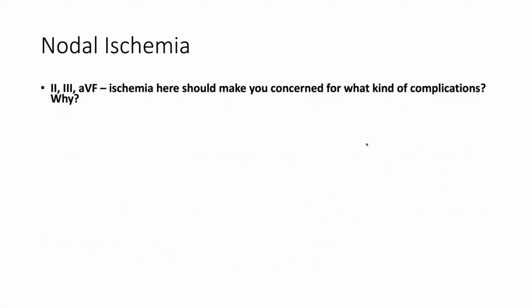Good. Deb, if I see ischemia in 2, 3, and AVF, what should I be concerned for? What kind of complications should I be concerned for? Again, you'll notice all these are bolded because these are things that show up a lot in vignettes. I really want you to make cards on these. Deb, what do you think?